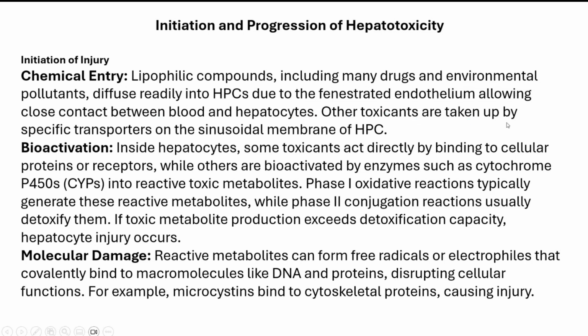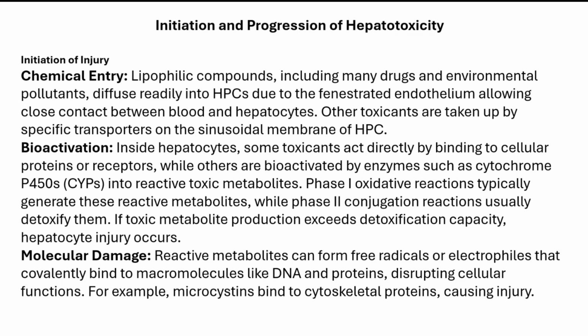Other toxicants are taken up by specific transporters on the sinusoidal membrane of the hepatocytes. What happens in the hepatocytes is bioactivation. Inside hepatocytes, some toxicants act directly by binding to cellular proteins or receptors, while others are bioactivated by enzymes such as cytochrome P450 into reactive toxic metabolites. There are phase 1 enzymes and phase 2 enzymes. Phase 1 oxidative reactions typically generate these reactive metabolites, while phase 2 conjugation reactions usually detoxify them. If toxic metabolite production exceeds detoxification capacity, hepatocyte injury occurs.